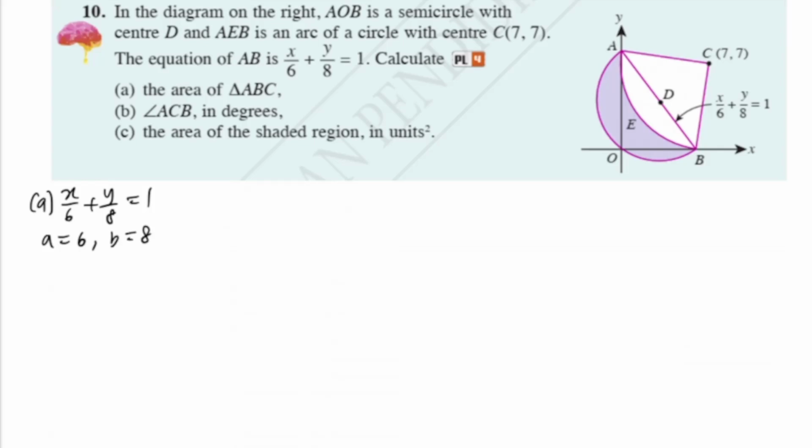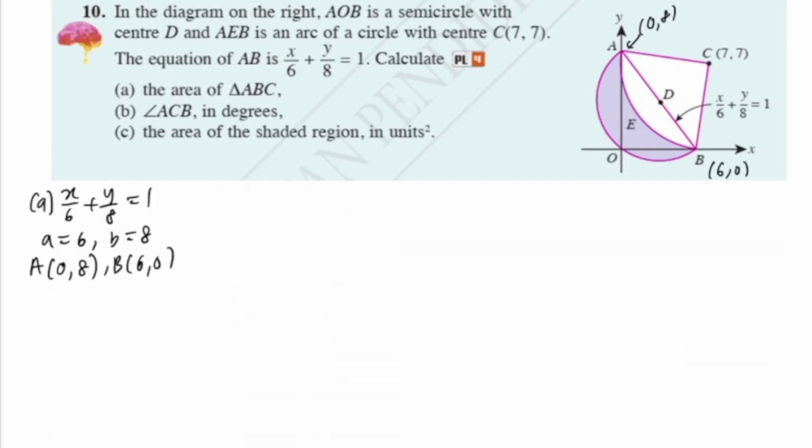Okay, so your coordinate point A is now 0, 8. Remember, this is the y-intercept. You don't look at the letter A, you look at your B. This one is 6, 0. Your B is 6, 0.